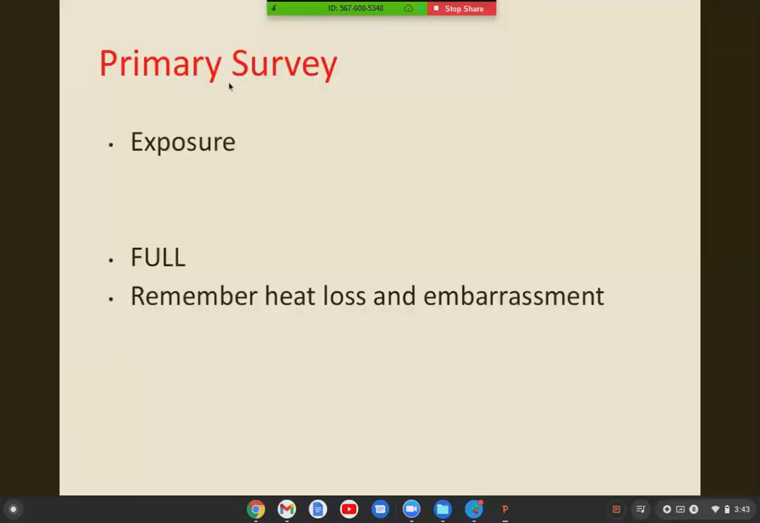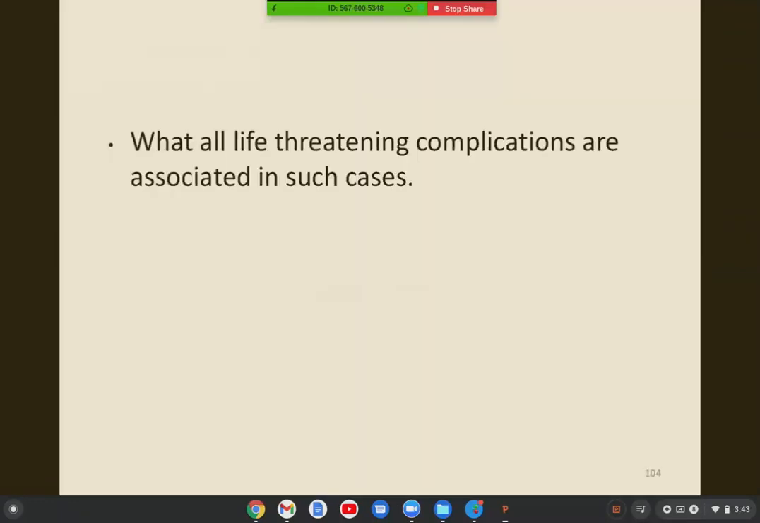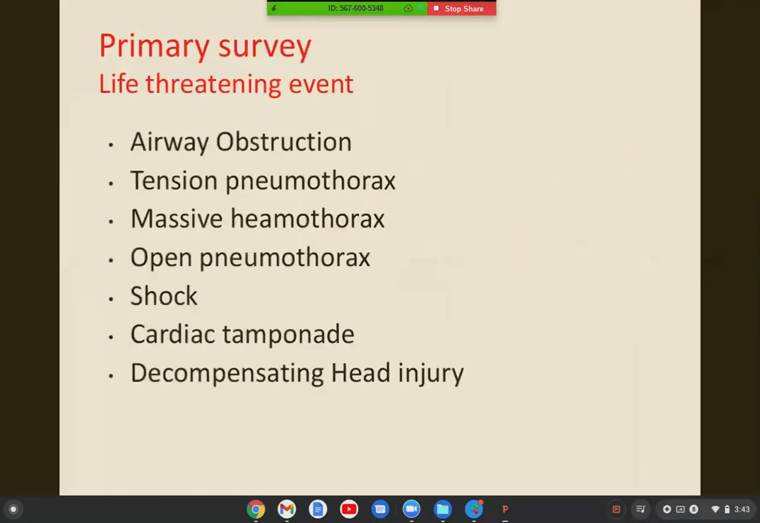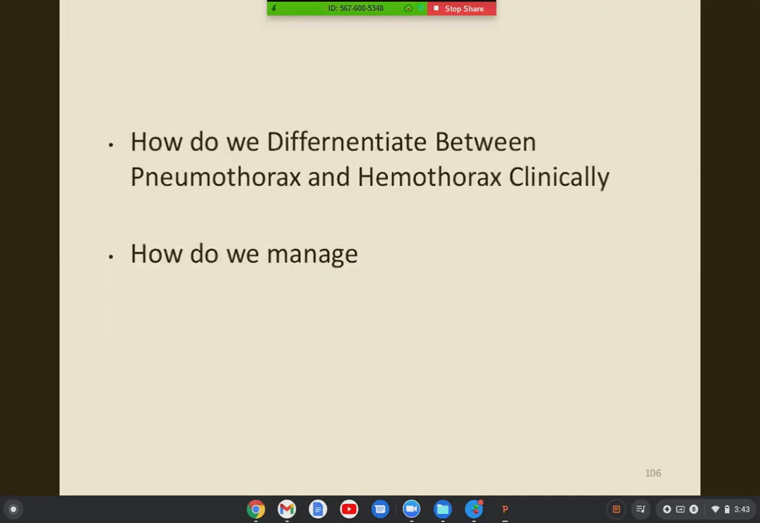When we expose this child, always remember that heat loss will be there and also embarrassment to the kid will be there. So be compassionate towards these aspects, but don't forget to expose and evaluate completely for temperature and rashes. Now, what all life-threatening complications are associated in such cases? Airway obstruction, tension pneumothorax, massive hemothorax, open pneumothorax, shock, cardiac tamponade, and decompensating head injury.